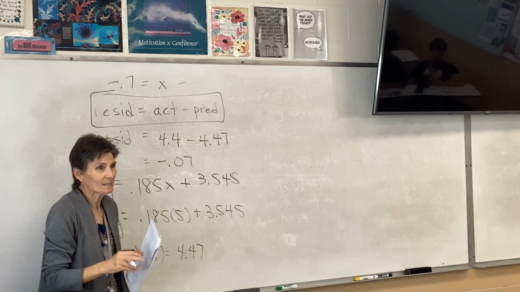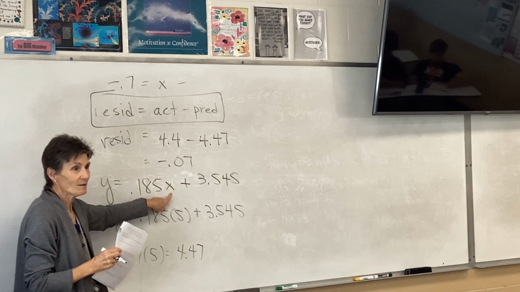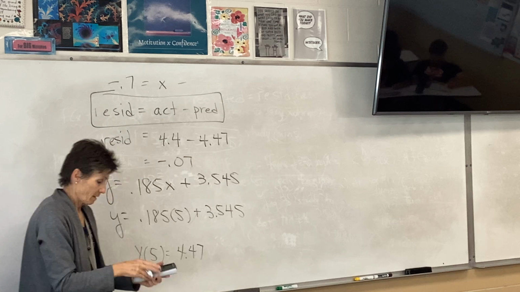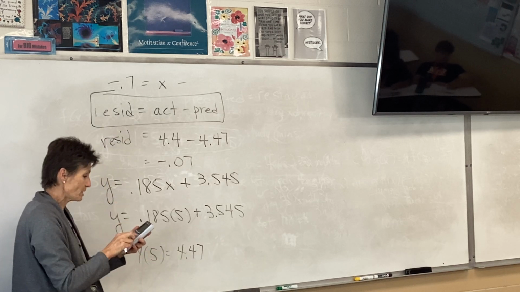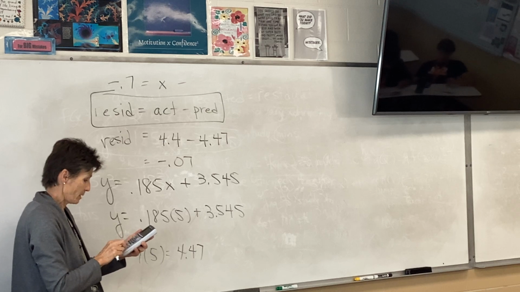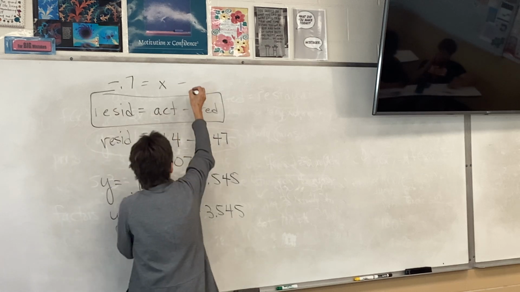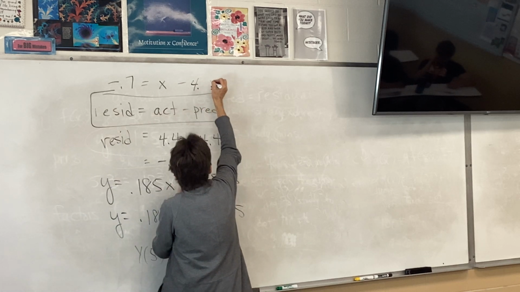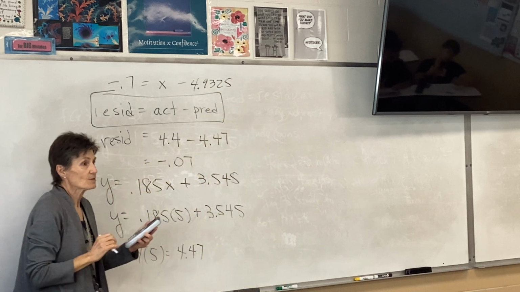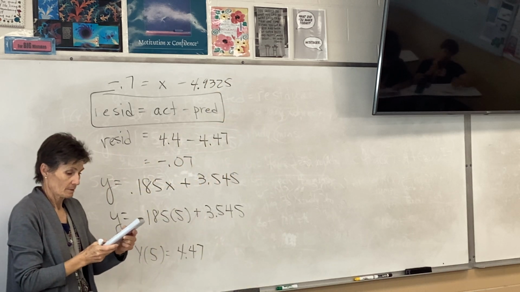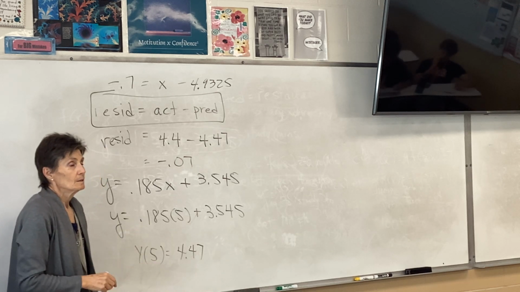How would I find a predicted value? Plug in 7.5 for my X. Use my chart, in other words, or use my equation, to come up with a prediction. And my prediction is 4.9325. Was that yours? Did anyone else get that number? Yes. Okay, thank you.